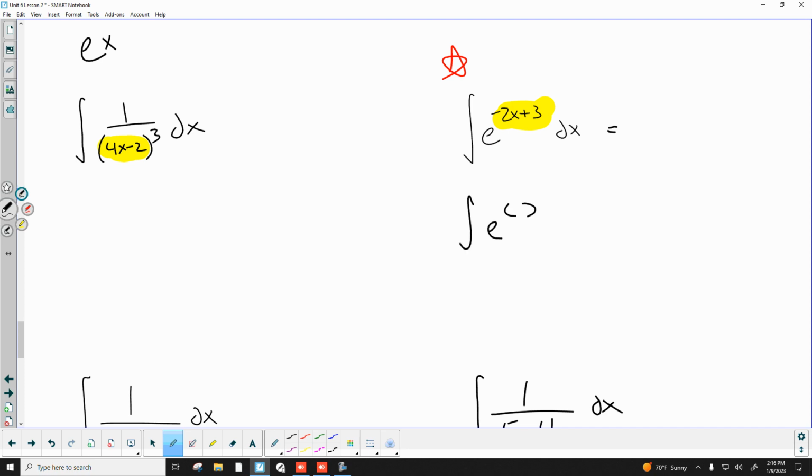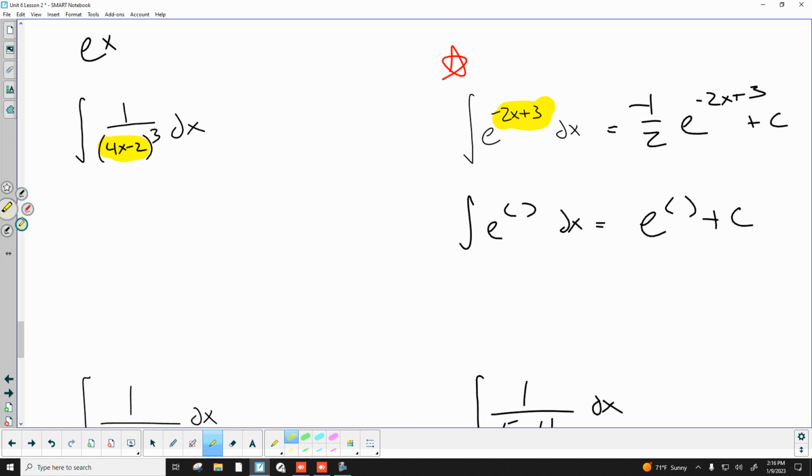Good. It's e to the parentheses. I just woke Alfred up. That's great. The antiderivative of e to the parentheses is e to the parentheses plus c. So the antiderivative of this is e to the negative 2x plus 3, but I need a negative 1/2. The negative 1/2 comes from the derivative of negative 2x plus 3. Everybody, do this one now. We're going to get a little trickier and trickier.